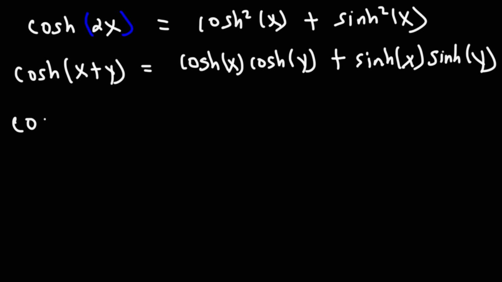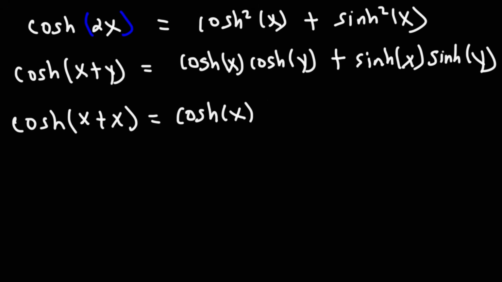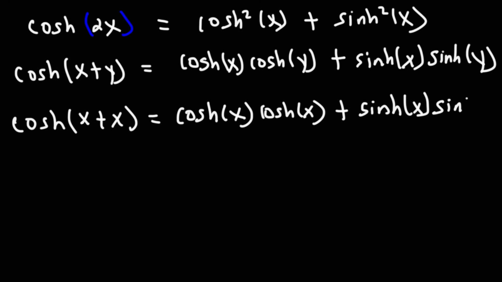So in order to get 2x, we need to replace y with x. So instead of hyperbolic cosine y, we're going to write hyperbolic cosine x. And instead of hyperbolic sine of y, we're going to write hyperbolic sine of x. So that's what we've done so far. We just replaced y with x.